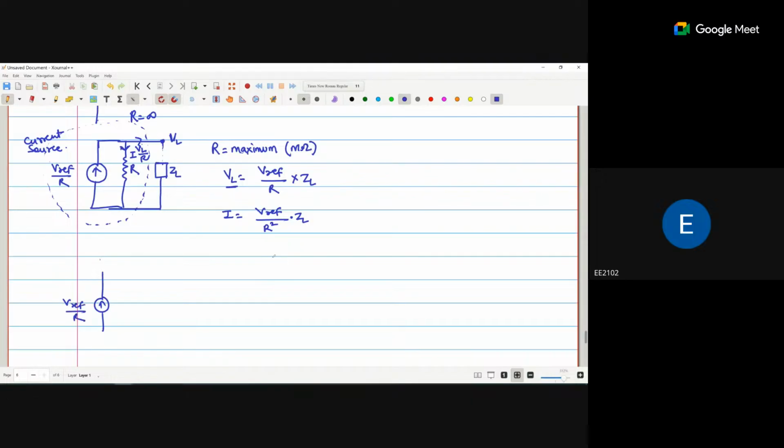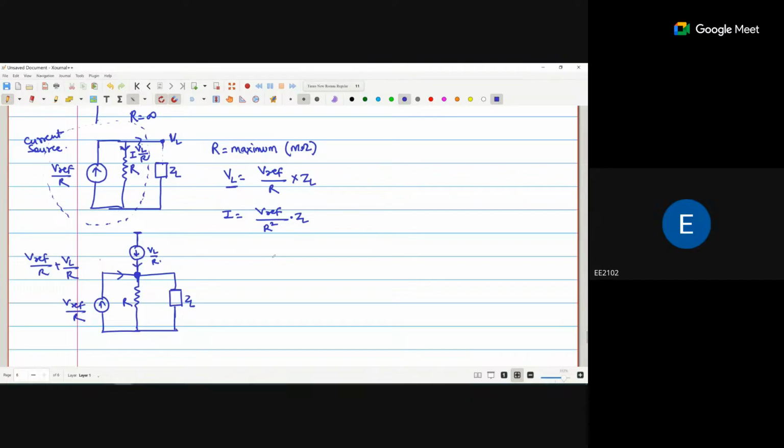Vref by R. This is the R, ZL. So we add some current source from here, that is the VL by R. Okay, so the current Vref by R and VL by R. So what is the total current here? Vref by R plus VL by R.